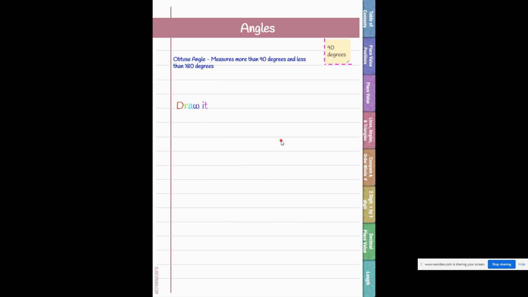Now we have an obtuse angle. It measures more than 90 degrees and less than 180 degrees. So here's our ray, and we're going to use our paper and our angle measurement test. Here it's 90 degrees. Remember, it says an obtuse angle measures more than 90. So that means the other ray is going to have to extend past this pink line to become an obtuse angle.